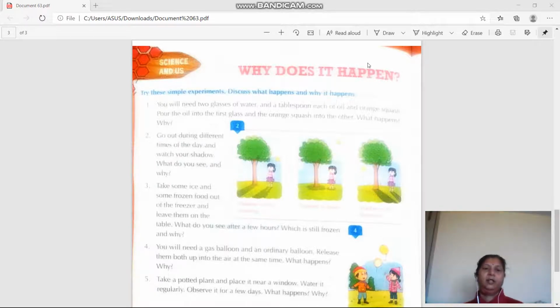You will need a gas balloon and an ordinary balloon. Release them both up into the air at the same time. What happens and why? Balloons everyone likes, even I also like balloons. But see the two situations. In one balloon we have filled air, and in another balloon we have filled helium gas. So which balloon goes upwards?